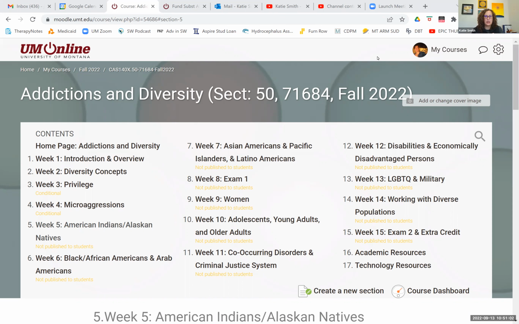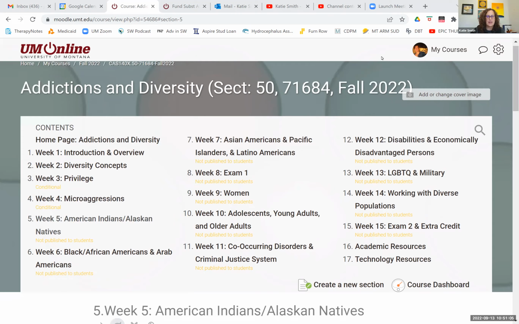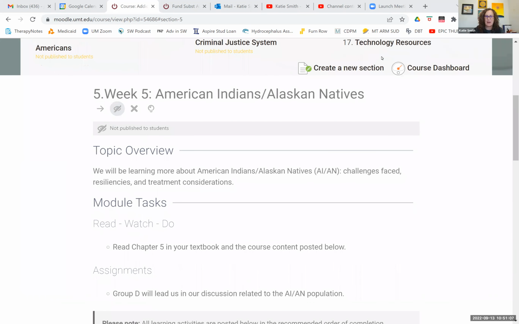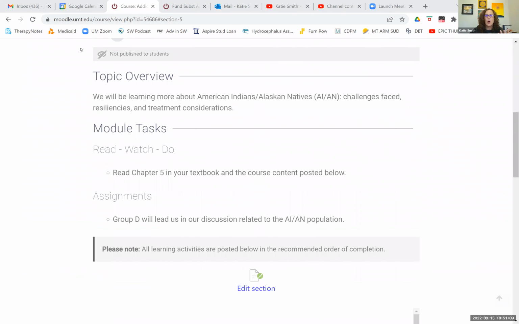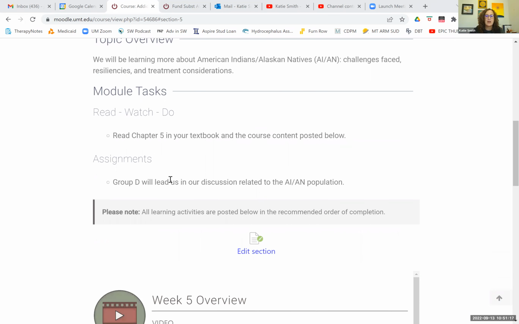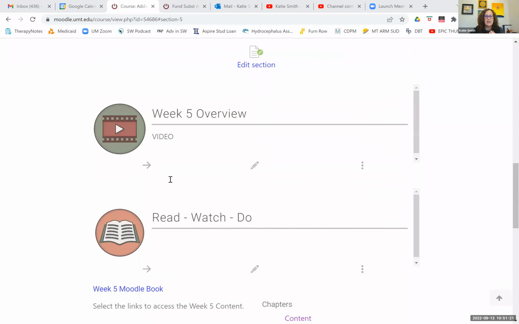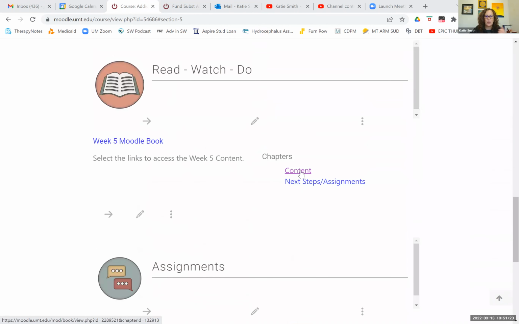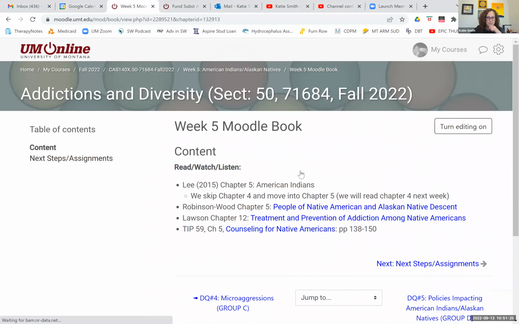So let's get into our content for this week. Our week looks just like every other week. We've got our overview of what we're going to be doing this week up top. So we're going to be in chapter 5 of our text. We're going to have some supplemental content. And then group D is going to lead us in our discussion this week. So let's scroll down here and check out the content that we're going to engage in this week.